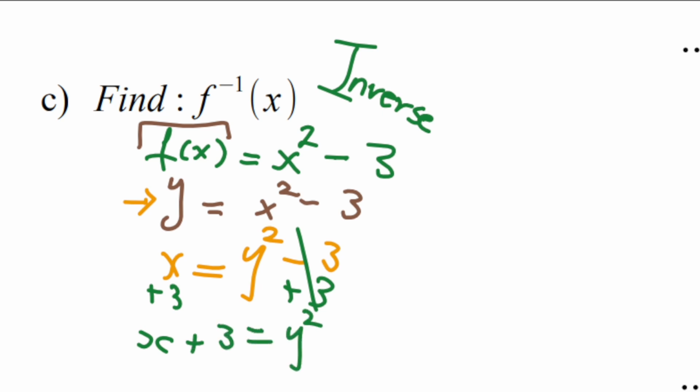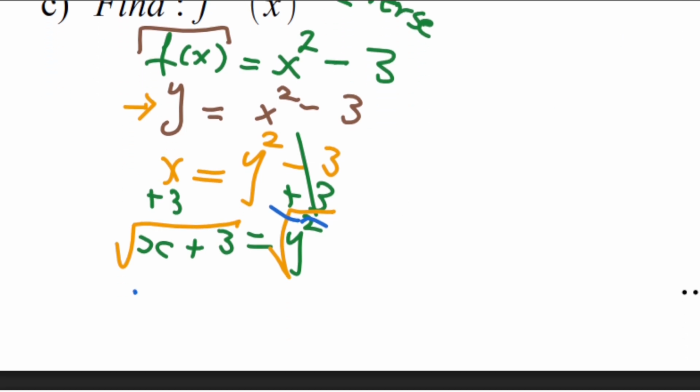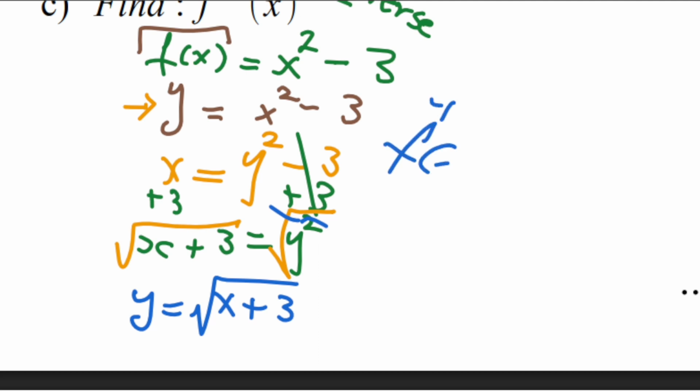How do you find y? Find the square root of both sides. So the square root will cancel the 2. This and this are cancelled. So on the right side, here, we just have y equals root x plus 3. You can't do anything for this side, so just leave it like that. So your final answer is f inverse of x is root x plus 3.